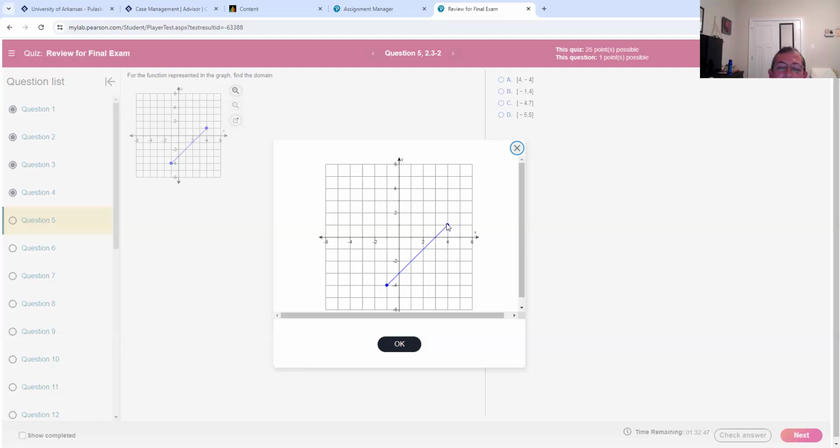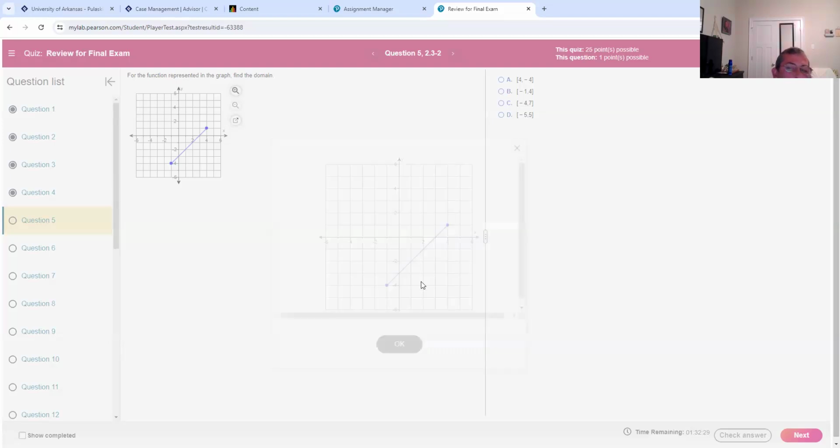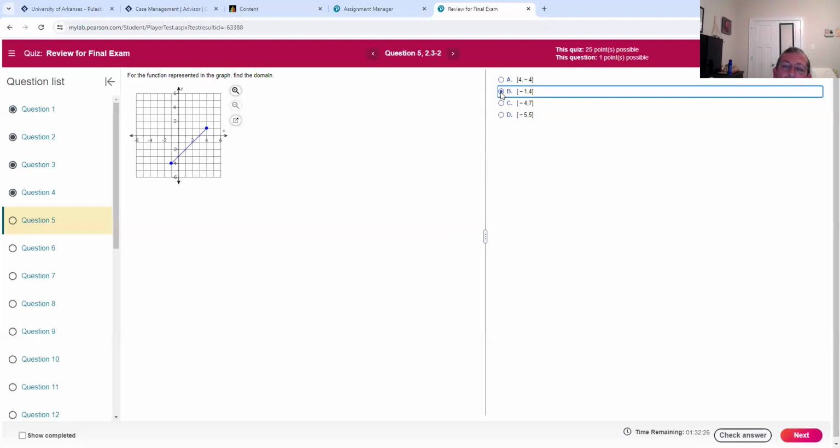Then I'm looking at the right point up here on the right end. If I come down to the X-axis, that is at 4. So that means my domain goes from -1 on the X-axis to a +4. So y'all, we would go with B on that one. So you just got to remember, the domain is your X's. The range would be your Y values, okay?